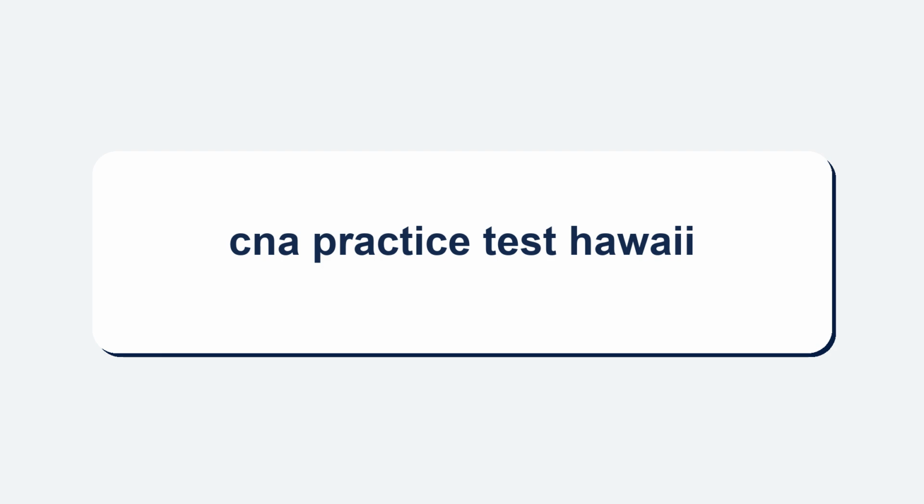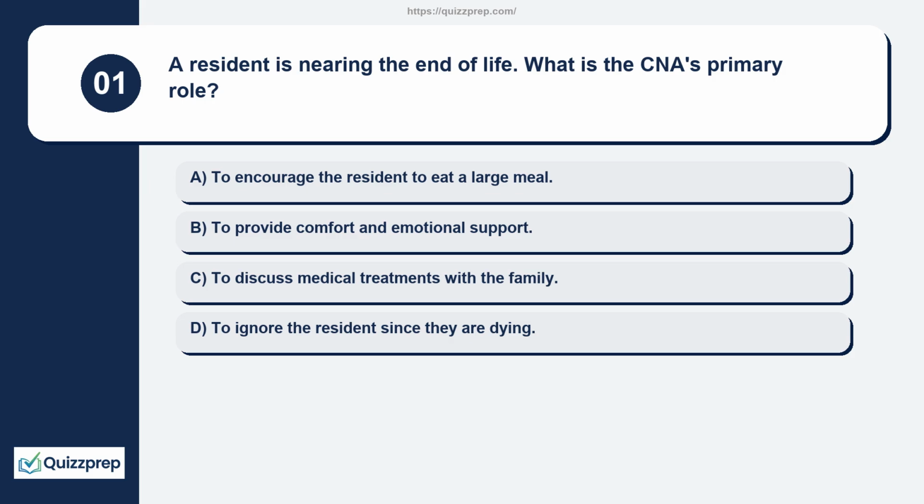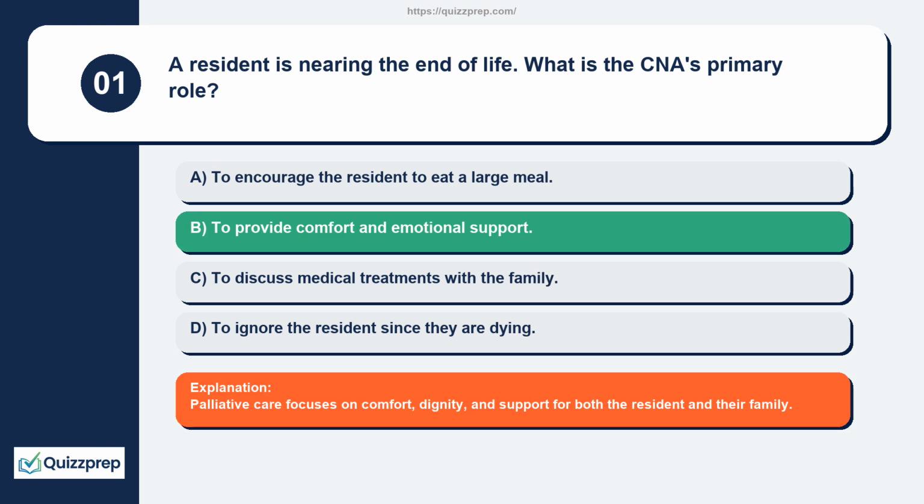CNA Practice Test Hawaii. Question 1. A resident is nearing the end of life. What is the CNA's primary role? To encourage the resident to eat a large meal, to provide comfort and emotional support, to discuss medical treatments with the family, to ignore the resident since they are dying. Palliative care focuses on comfort, dignity, and support for both the resident and their family.